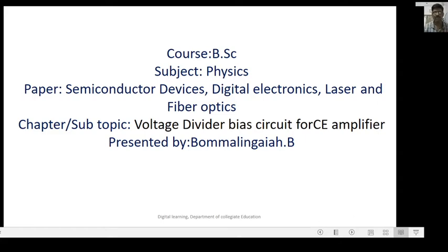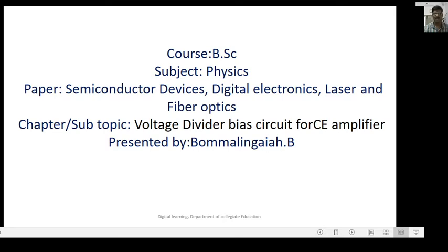Hello everyone. Course: BSc Physics. Paper: Semiconductor Devices, Digital Electronics, Laser and Fiber Optics. Subtopic: Voltage Divider Bias Circuit for CE Amplifier. Presented by Bommalingaya B, Assistant Professor, Department of Physics, Srimati Sri YER Government First Grade College, Pavagada.